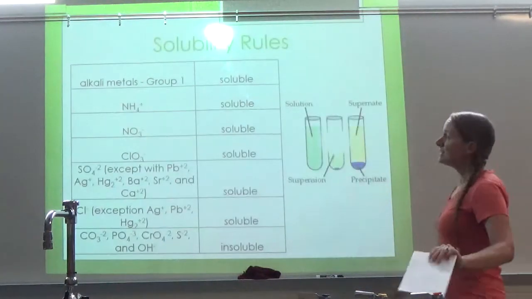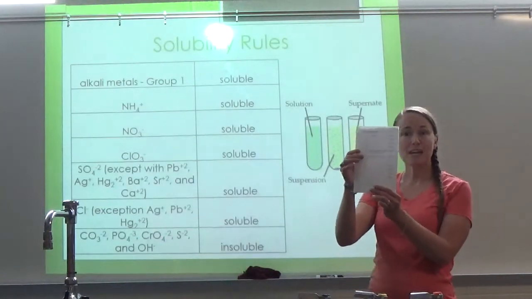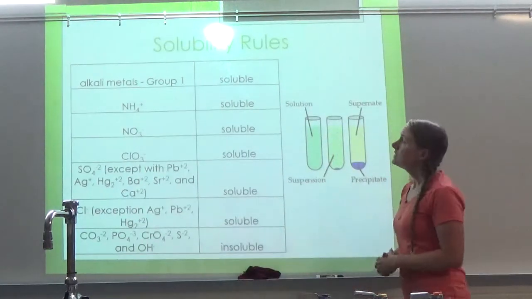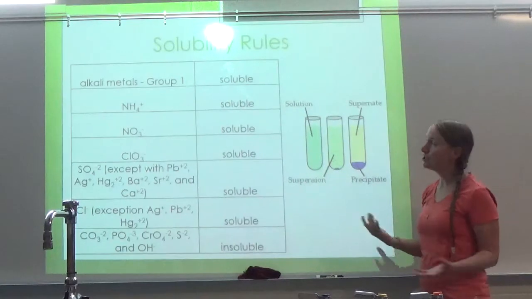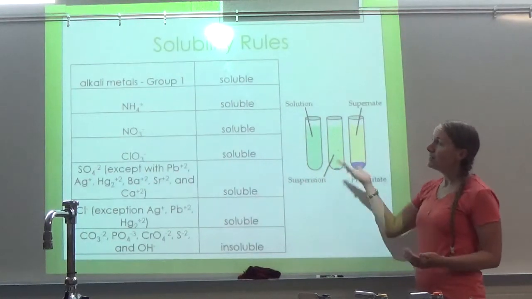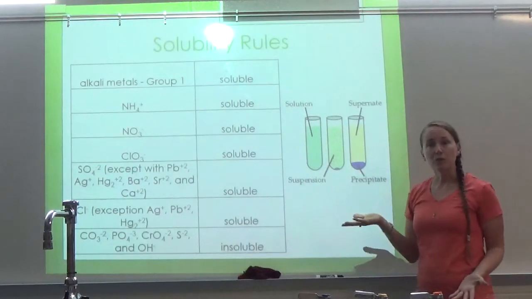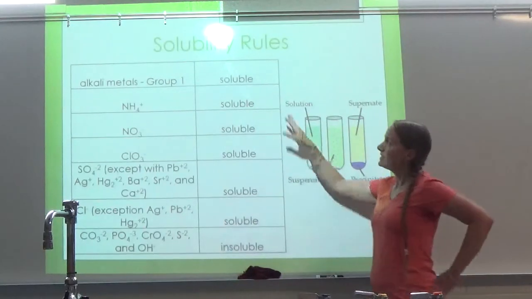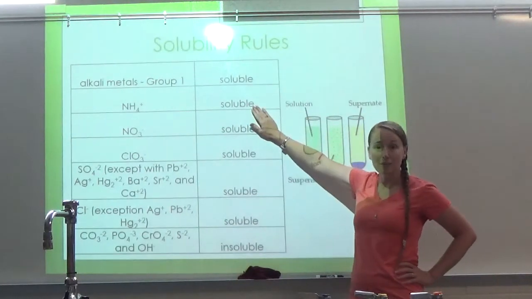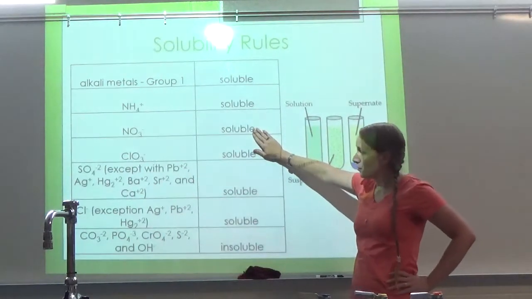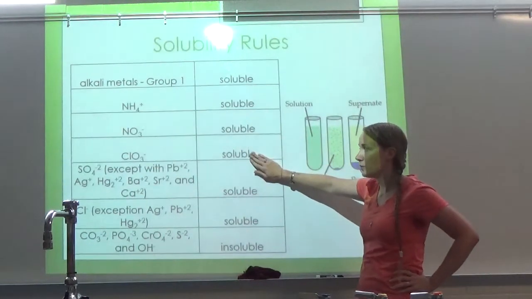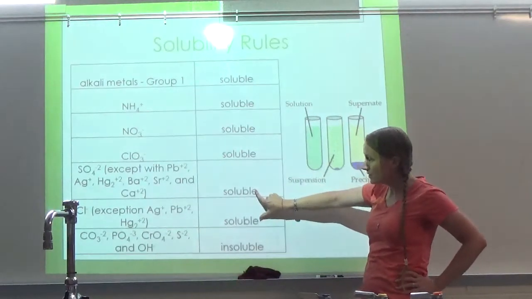All right, so this is just the same solubility rules I held up for you. So if you don't have your own copy, you can screenshot this and just use this. Alkali metals, which are your metals from group 1, not hydrogen, are considered soluble. Ammonium ions are soluble. Compounds that contain nitrates are soluble. Chlorates are soluble. Now these two are where it gets a little tricky.